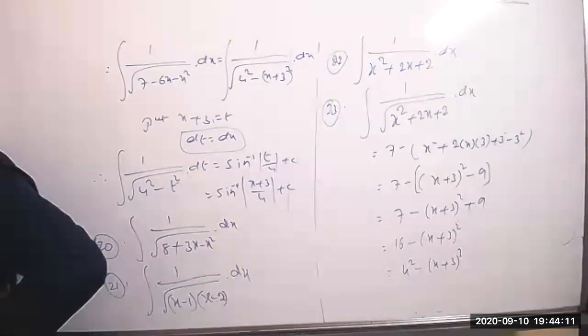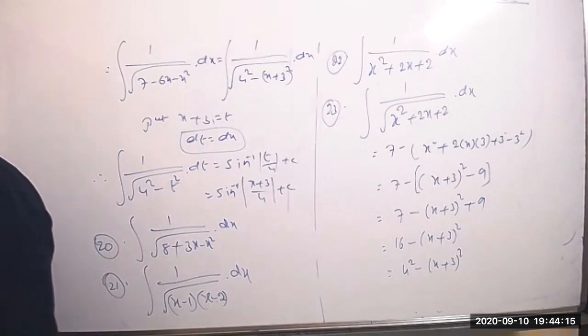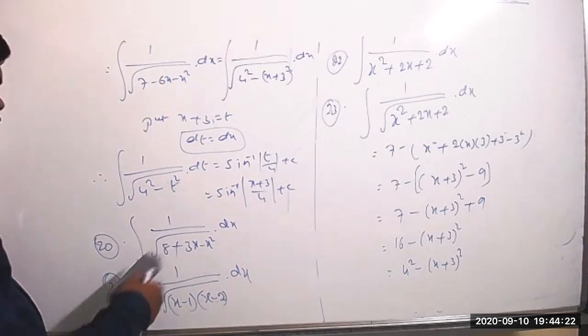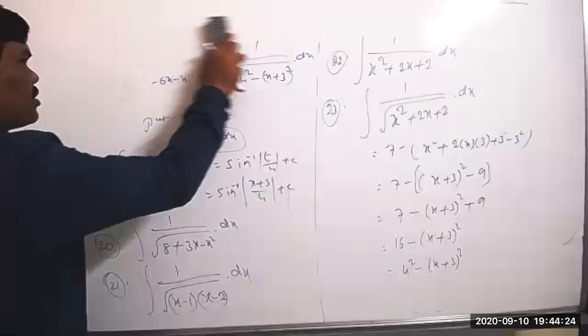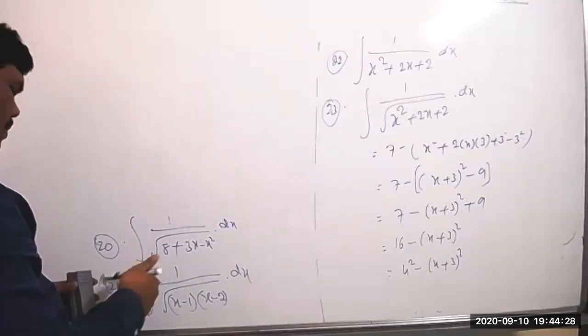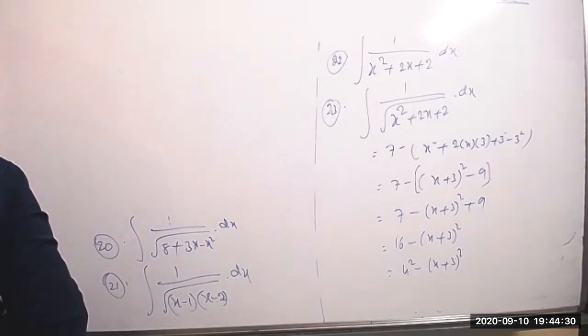We'll do the next model. Important one for 5 marks question. Same thing, completing square method only, but with some different modalities. These questions you can try later because they are the same models only. This one right now is more important to you.